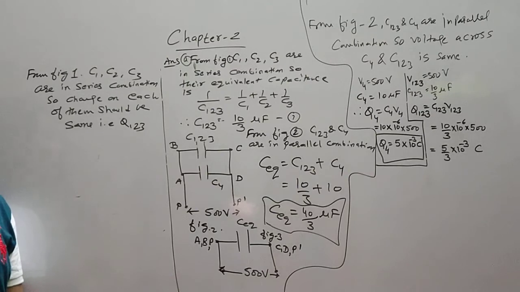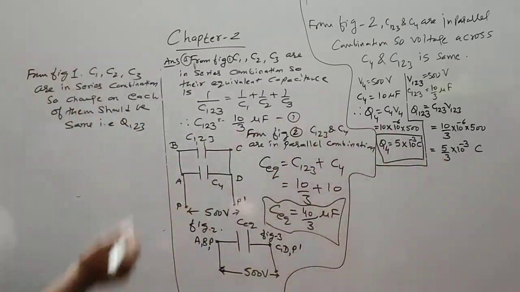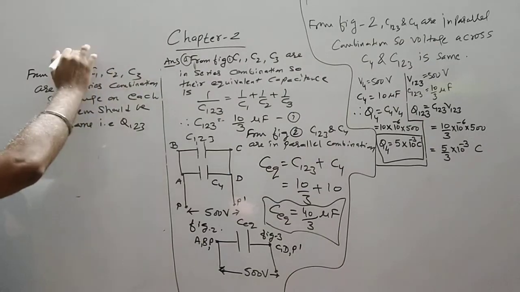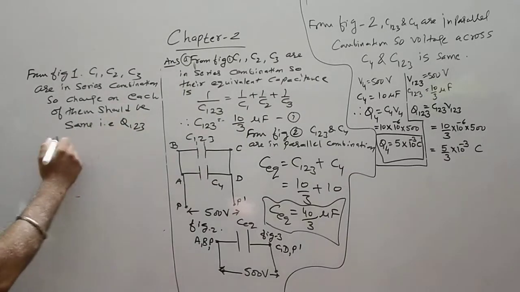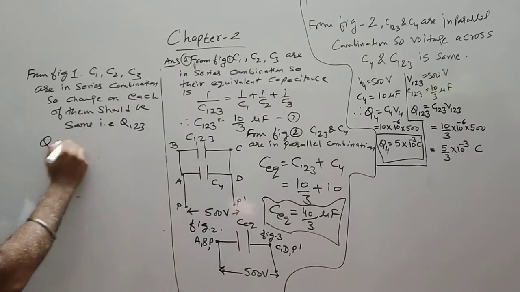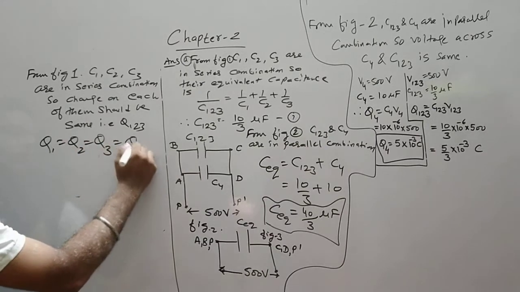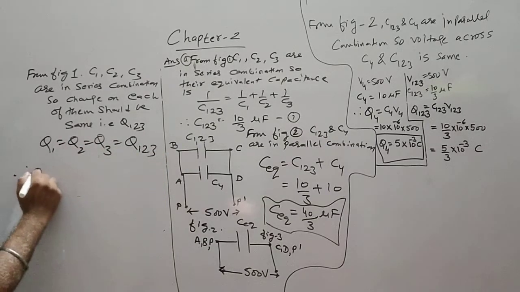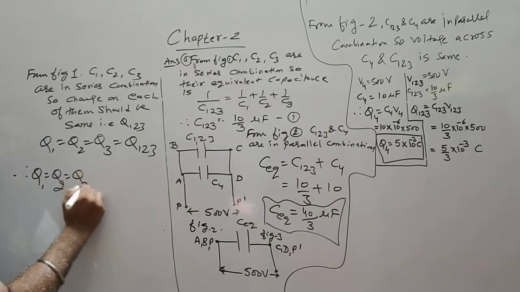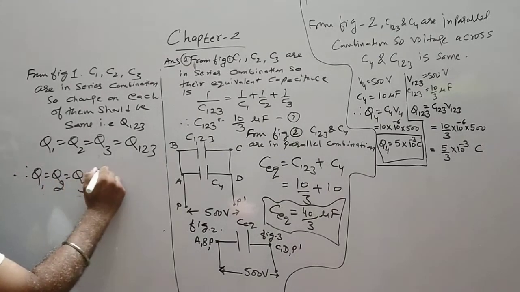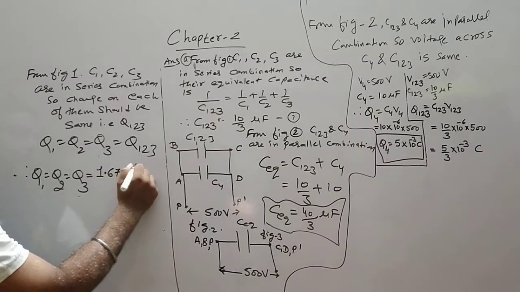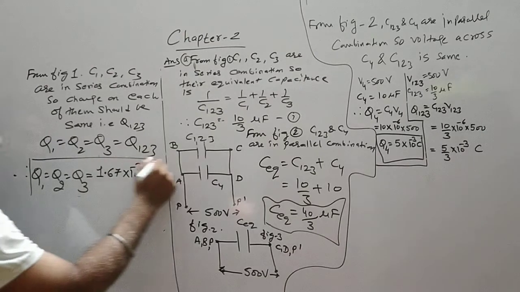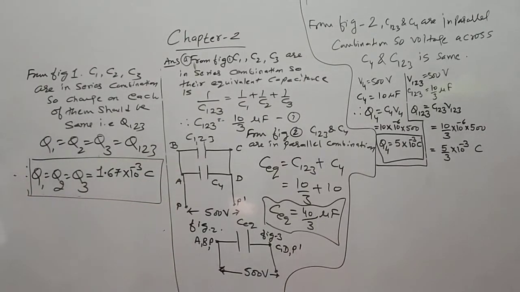So if you want to find out whether this answer is right or wrong, you can say V1 plus V2 plus V3 is 500, then name the charge on each capacitor Q. You find Q, you will get the same value. So here we are not doing the calculation. Therefore Q1 is equal to Q2 is equal to Q3 is equal to Q123, that is 5 by 3 into 10 raised to minus 3 coulomb. So this is the charge on each capacitor.